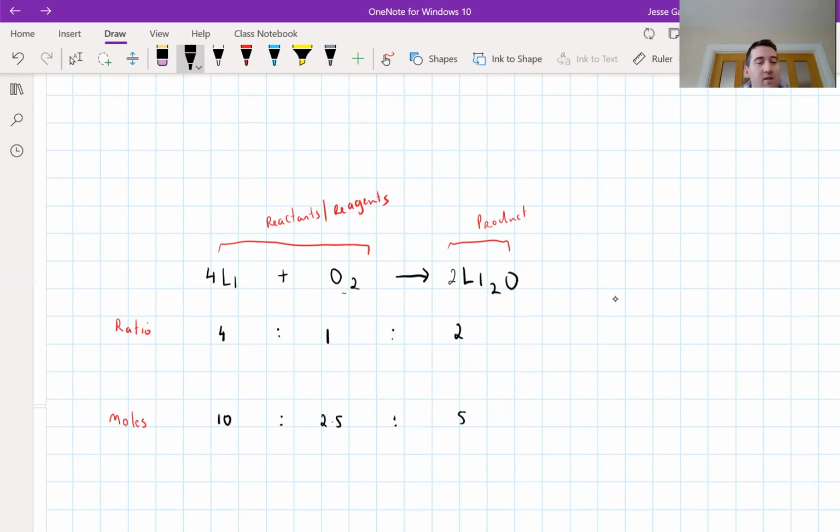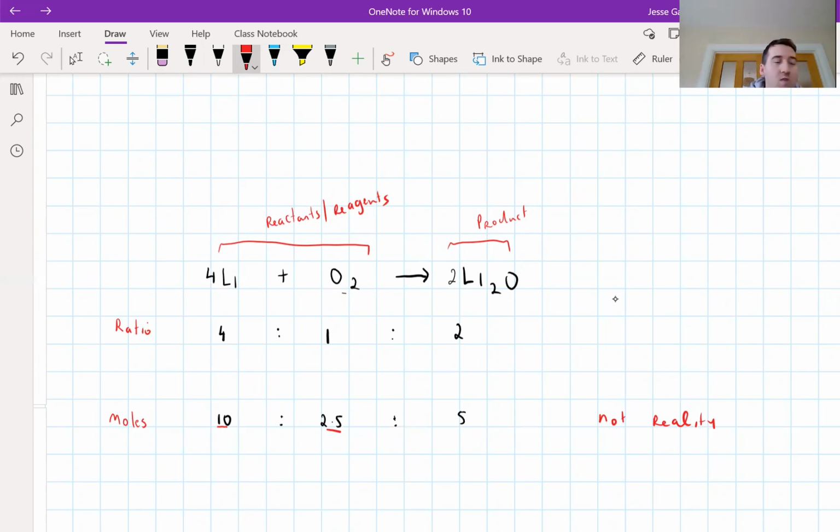Now, in theory, this is fine. We put in exactly 10 moles of lithium and exactly 2.5 moles of oxygen, and we'll get exactly 5 moles of lithium oxide. But that's not really reality. In reality, we never measure exactly 10 moles and exactly 2.5 moles of oxygen. It's just not practical. Usually we put in a rough amount and we let them react and we see what happens.